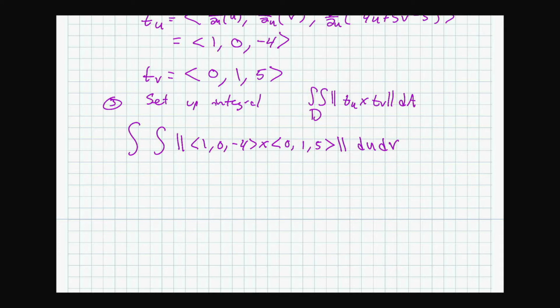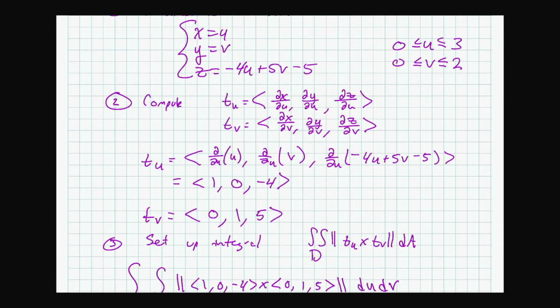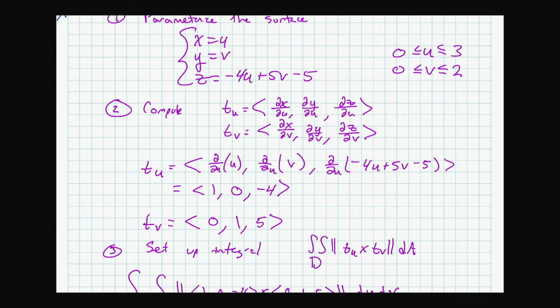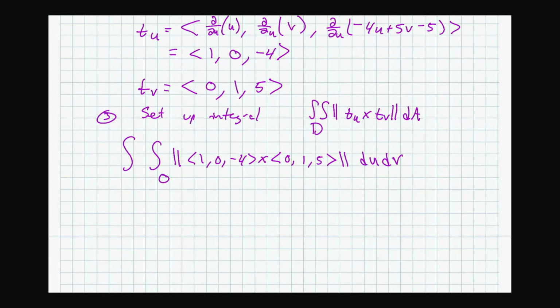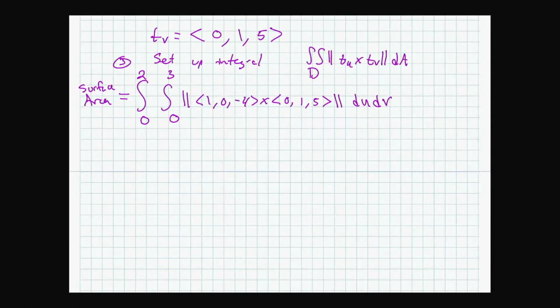So what are our limits for u? 0 and 3. And the other one was 0 and 2, I believe. Right? And that's going to be our surface area. Okay, so there's your integral.